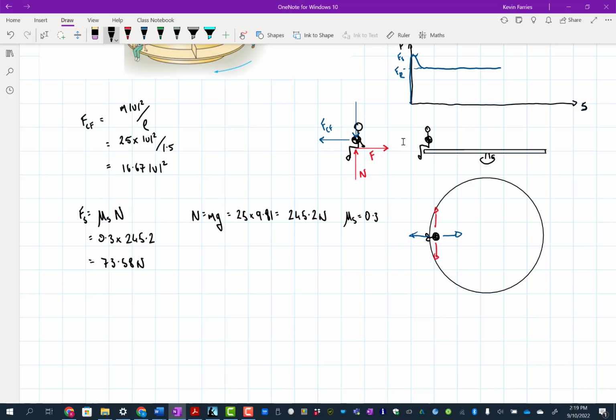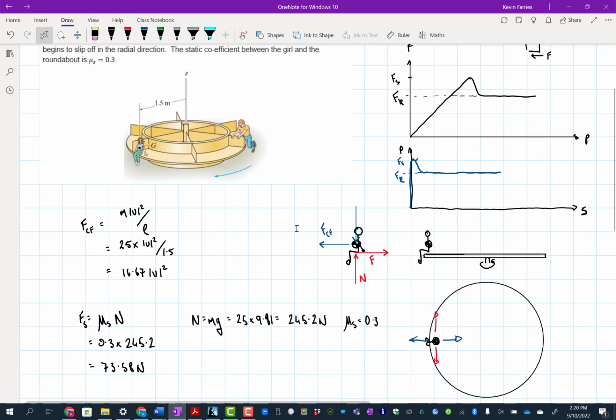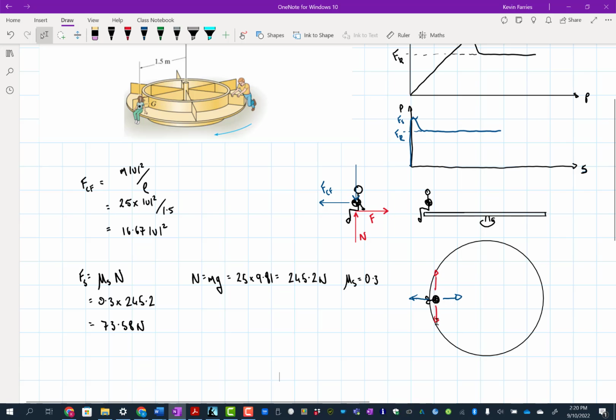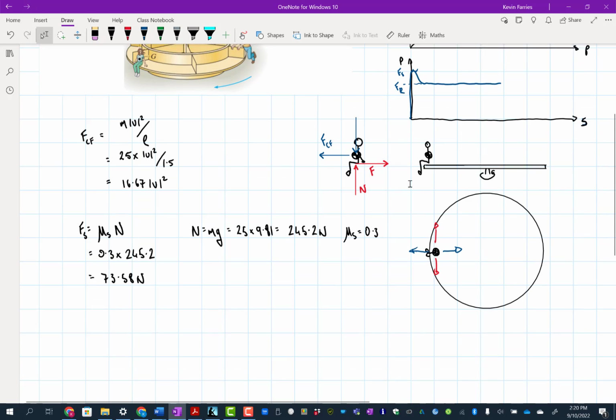So what will happen is he's going to increase this rotational speed slowly, so she's not going to slip sideways or tangentially. He keeps increasing it slowly. The point at which she slips is when this centrifugal force, which is getting balanced by the friction, can only increase as far as the static frictional force, the maximum value of Fs. Once it goes above that, she'll start to slip off this roundabout.